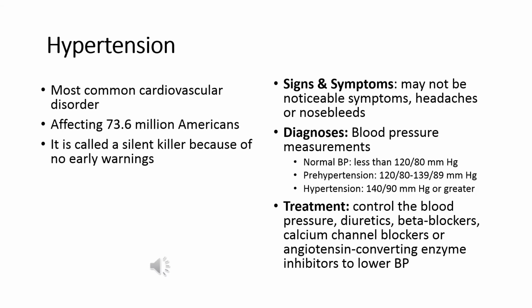Hypertension, also known as high blood pressure, is the most common cardiovascular disorder, affecting 73.6 million Americans. Hypertension occurs when blood flows through the arteries under a higher pressure than normal. It is called the silent killer because there are often no early warning signs or symptoms until it reaches advanced stages.